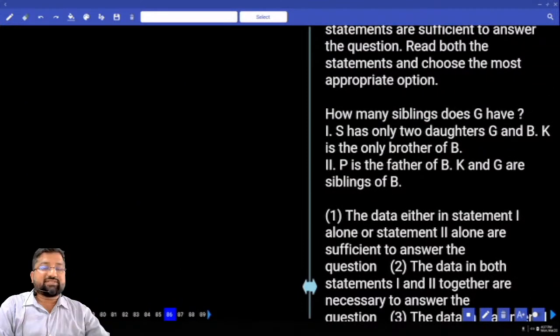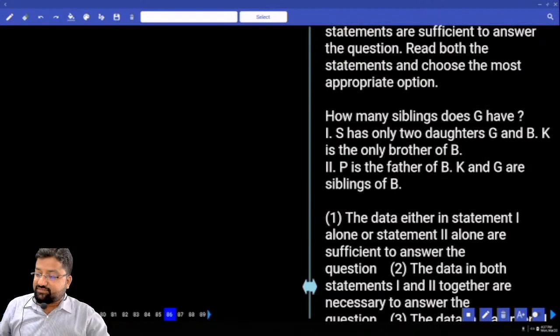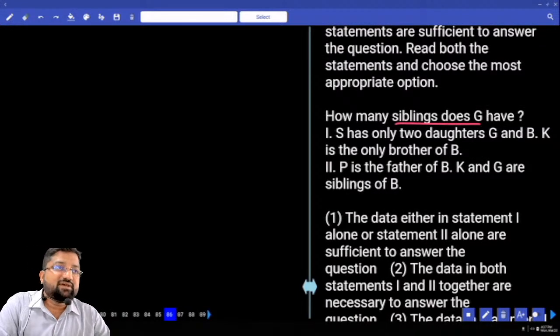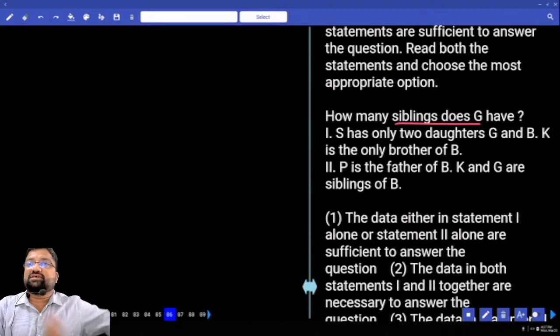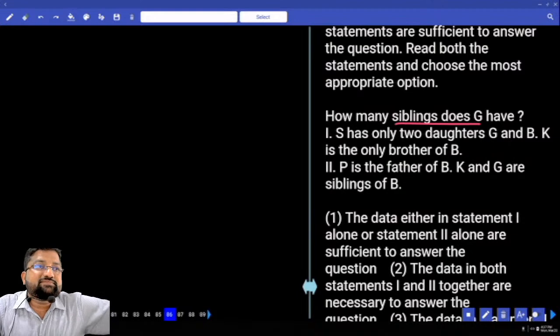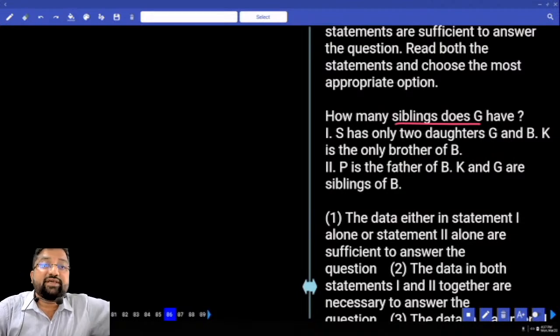How many siblings does G have? Now be careful. It says how many siblings does G have? When it says how many siblings, the word only must be present in the question. If only is not present, you will not get the answer. Impossible. A is my brother. A is my brother. How many siblings do I have?